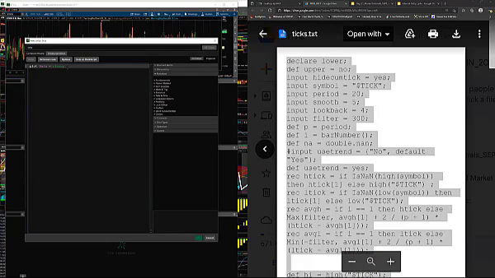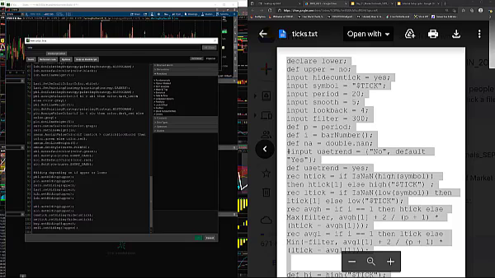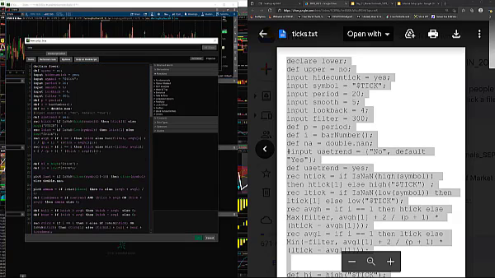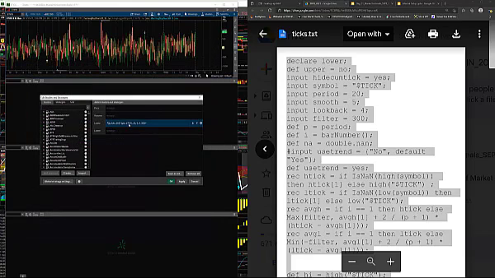Let's see if it does work. Does it work here? You know the meaning of life is Control C, Control V, right? And then once you do that, you click OK. And then it'll be there, right here.